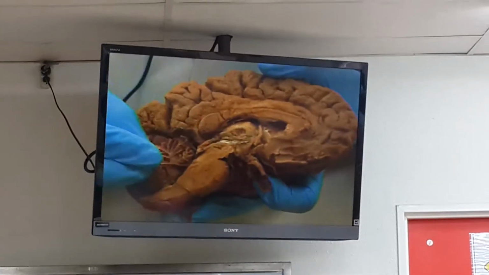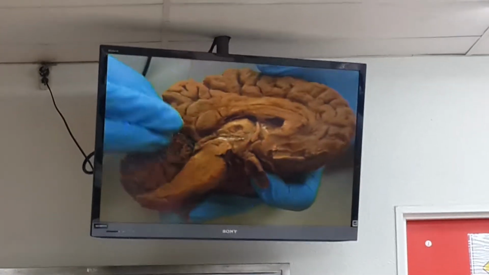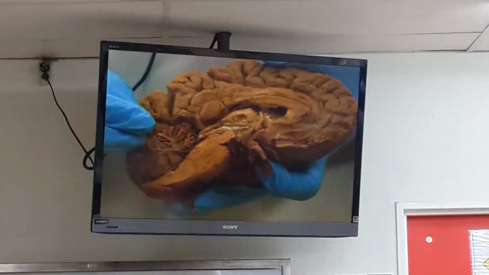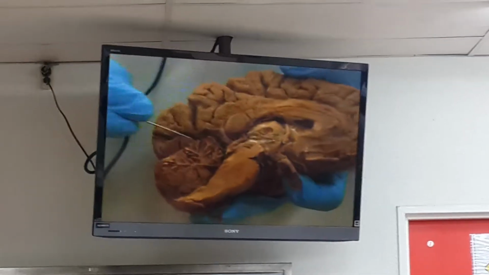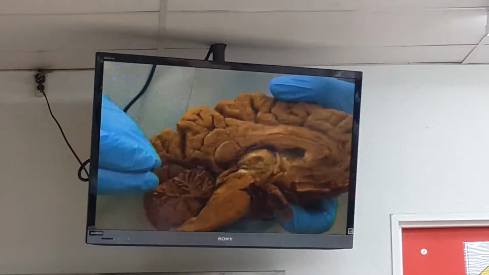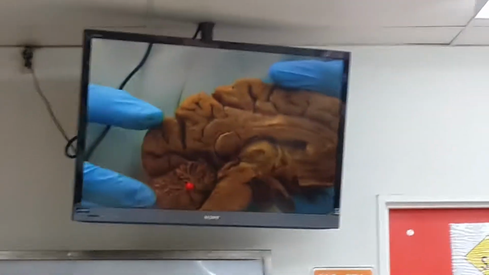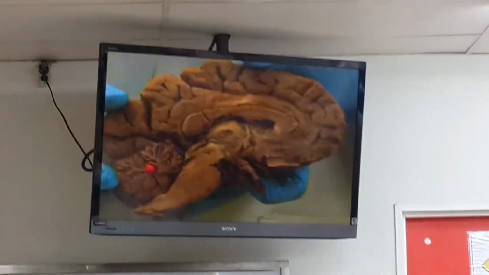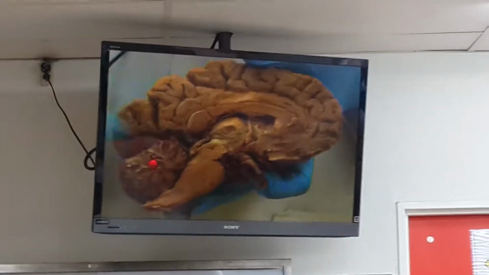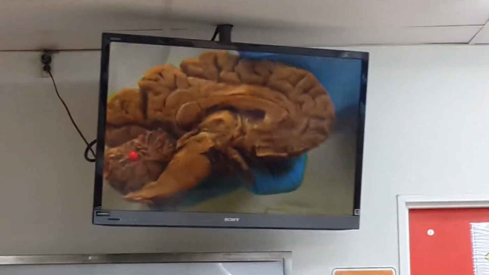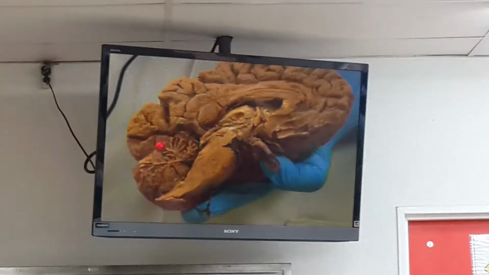Now this broad portion is called the pons. And down this is the medulla oblongata. And this is the cerebellum. In front of the cerebellum you can see this cavity. That's called the fourth ventricle. The cavity just in front of the cerebellum is the fourth ventricle.